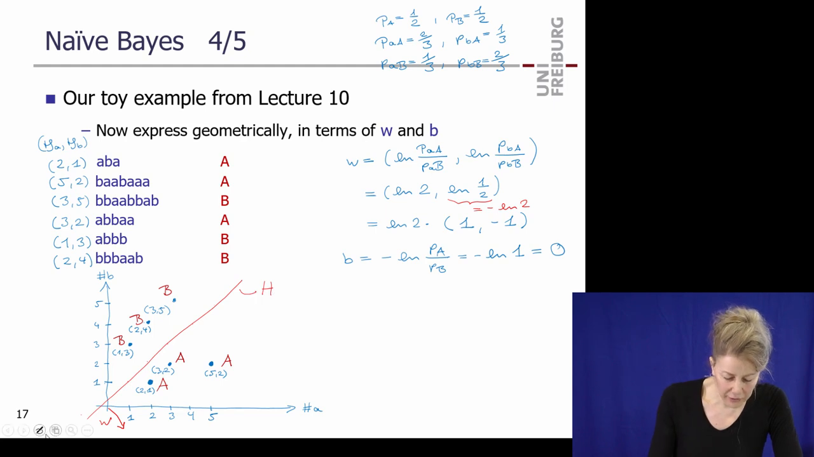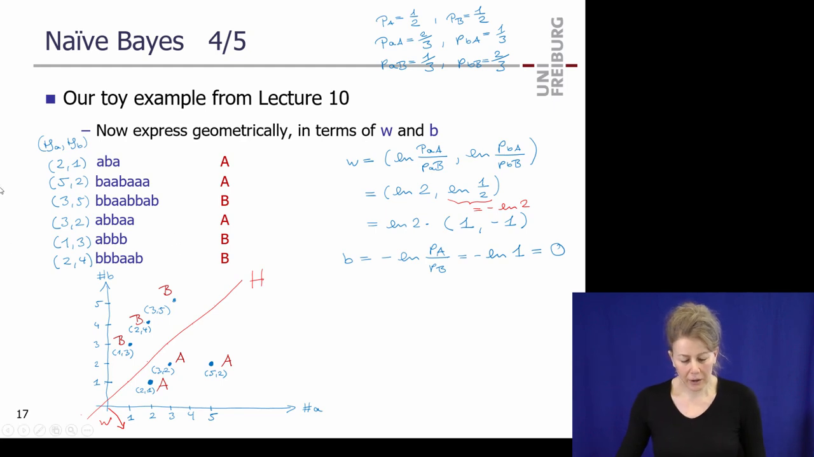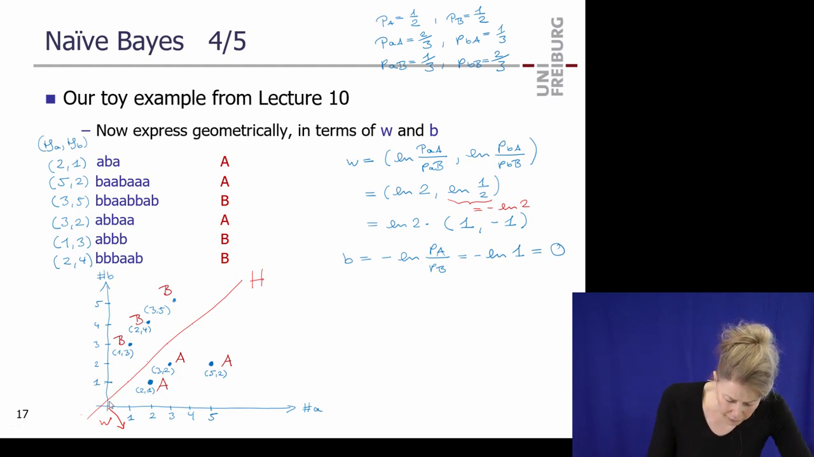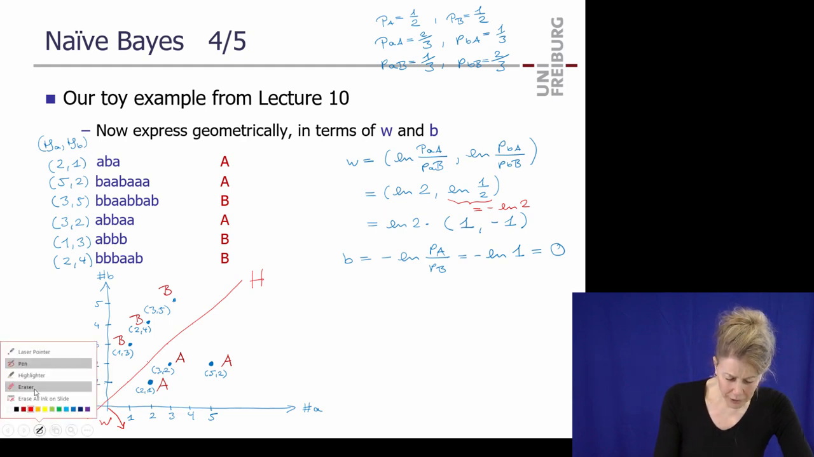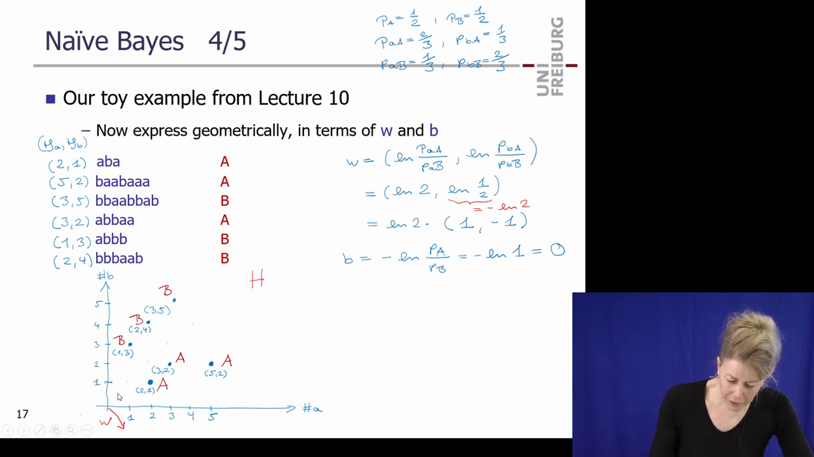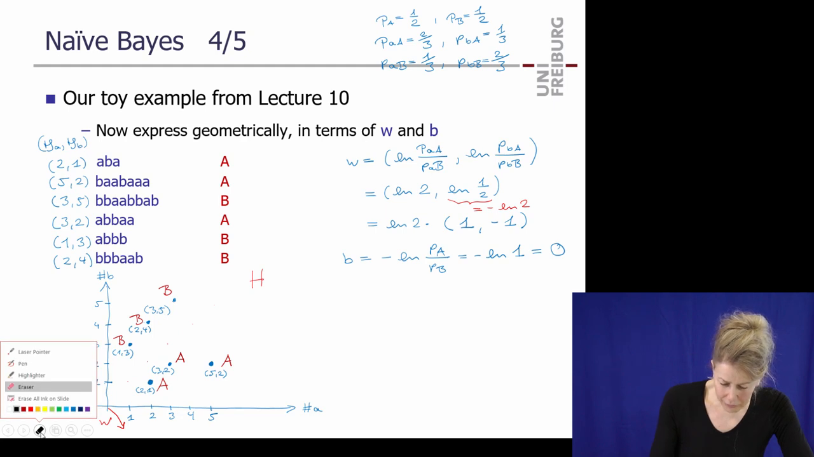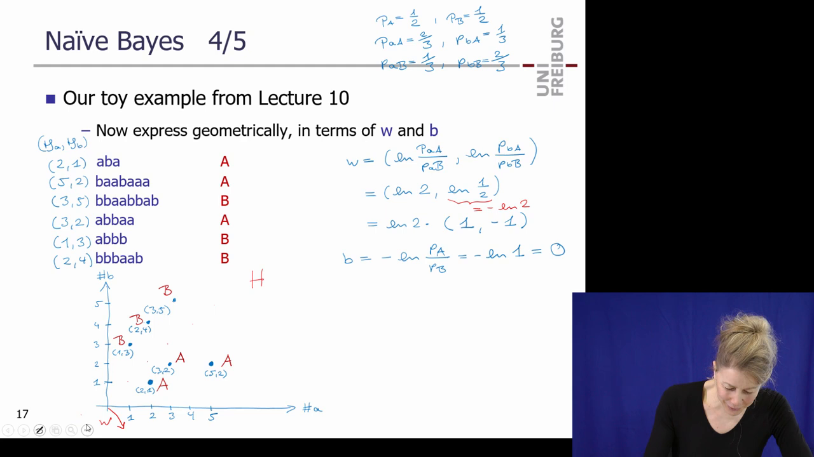This looks like a symbol. How do I make it not look like a symbol? I'll just write it next to it. That's my hyperplane, and that's my W here. Wait, this doesn't go through the origin. Oh my, I'm so sorry. It should at least go through the origin.